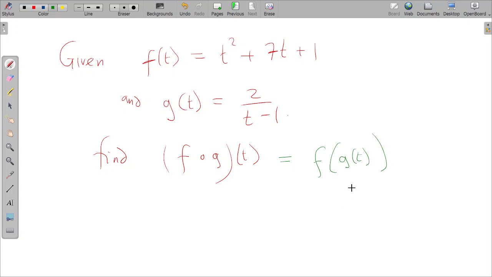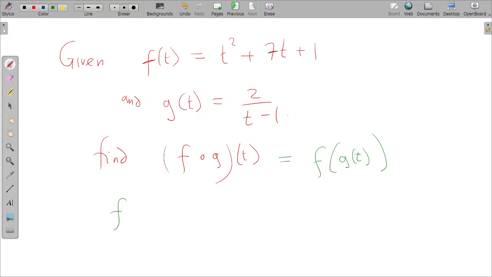Okay, please, you must learn to write properly. You must learn to write correctly whenever you are writing things in mathematics. Okay, so we have this now. So what is that going to be? Everywhere we see t in f, we are going to put the whole of g of t.